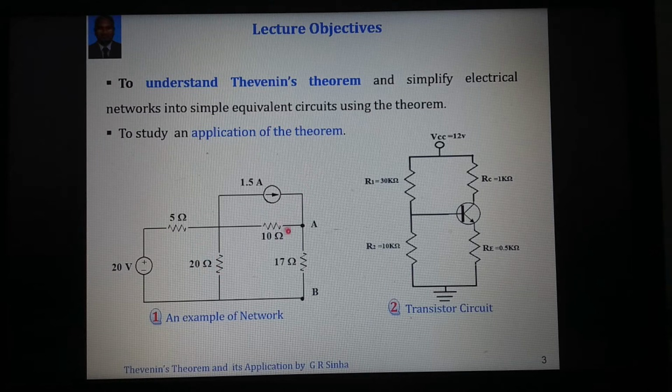These resistances are there. There is a second example where there is an NPN transistor amplifier, where there is a divider circuit consisting of R1 and R2. These are simple circuits where, right from simple circuits to transistorized circuits, the Thevenin theorem is greatly used to simplify and obtain the equivalent circuit.